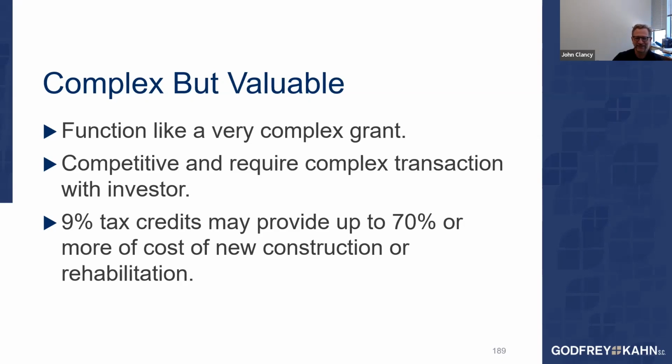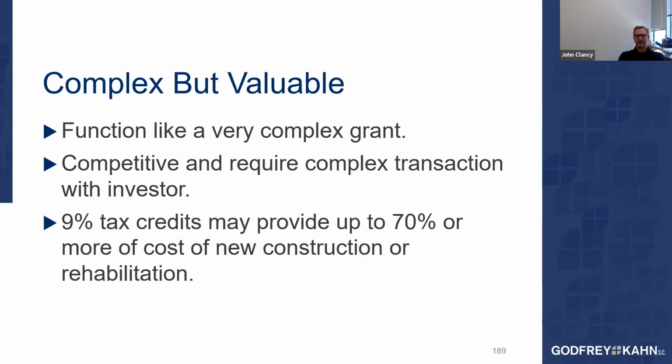So you're in a little bit of a catch-22 here. It's not totally a catch-22, but you have to decide, do I want to go through this process to first apply for the grant or the tax credit allocation, which is like a complex, competitive grant, and then have to enter into a complex transaction with the investor?